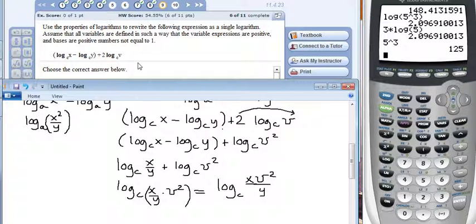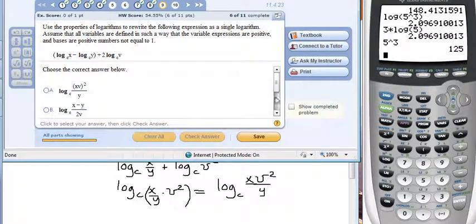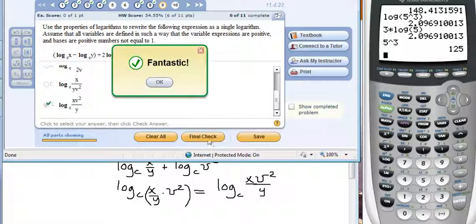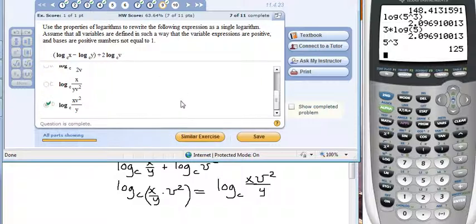All right, this is multiplication. This is multiple choice down here. It's not x squared v squared. The v is not underneath, so it's got to be x v squared over y, base c. It's finally not answer C, it's answer D. Most of mine are always answer C.